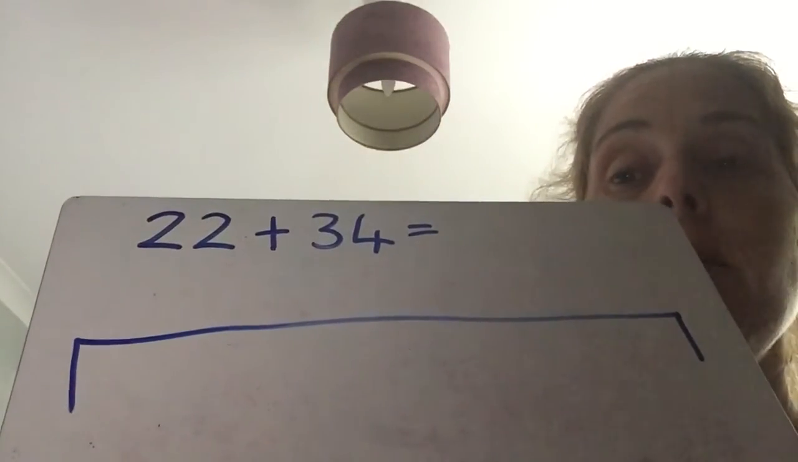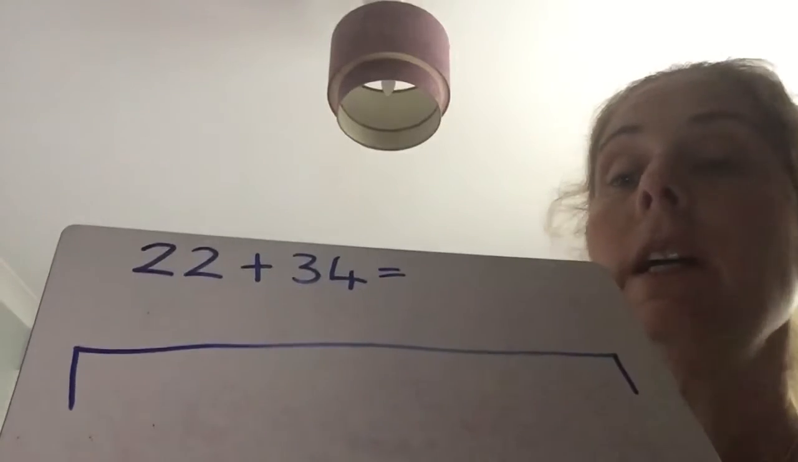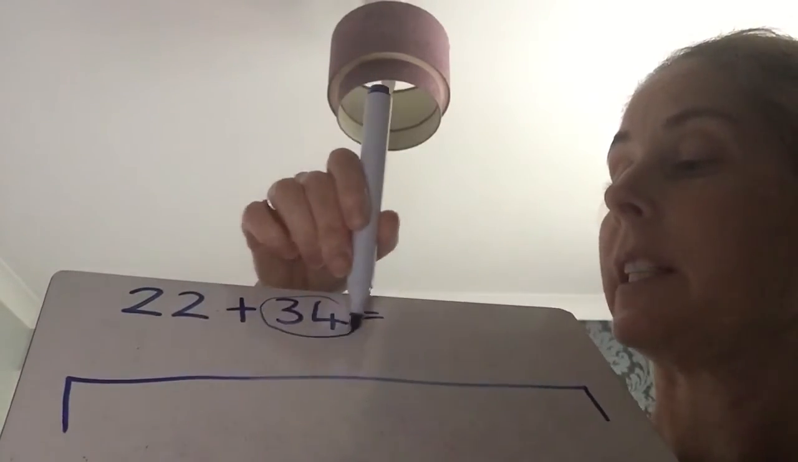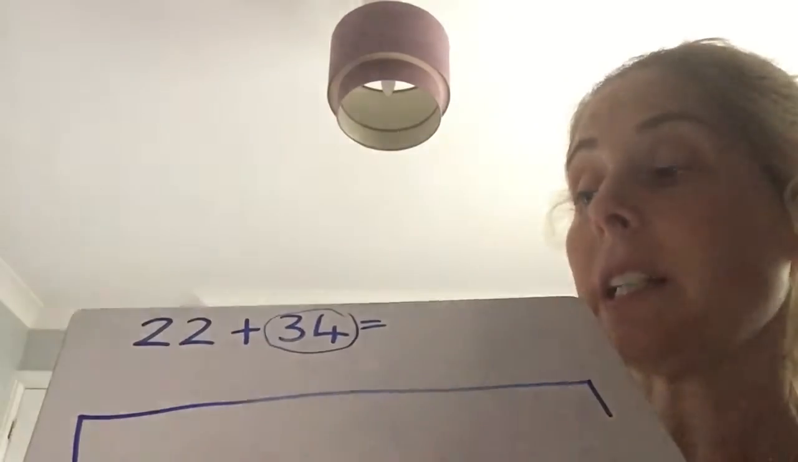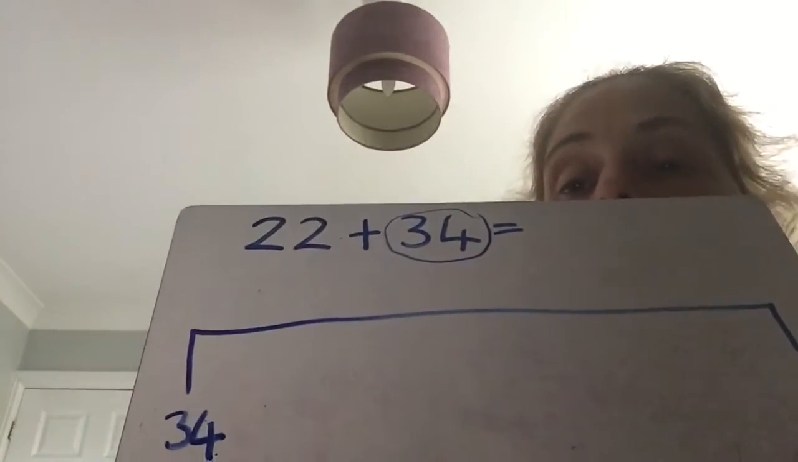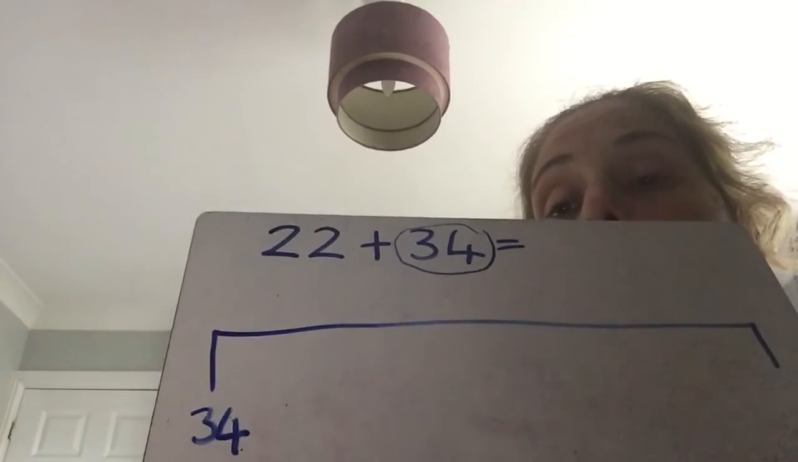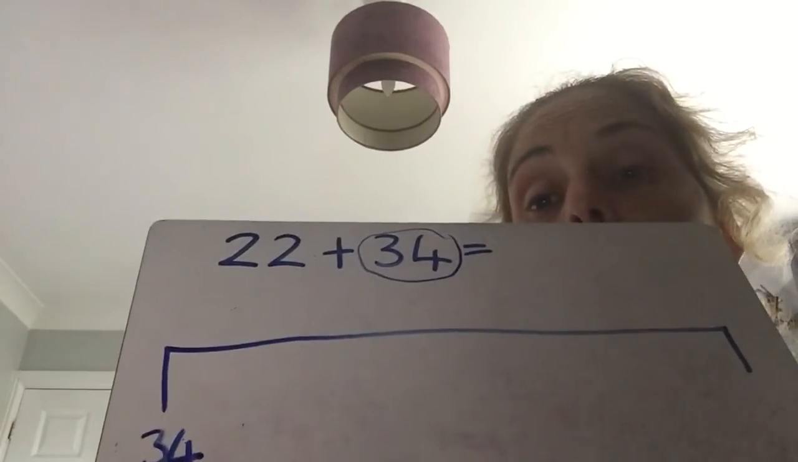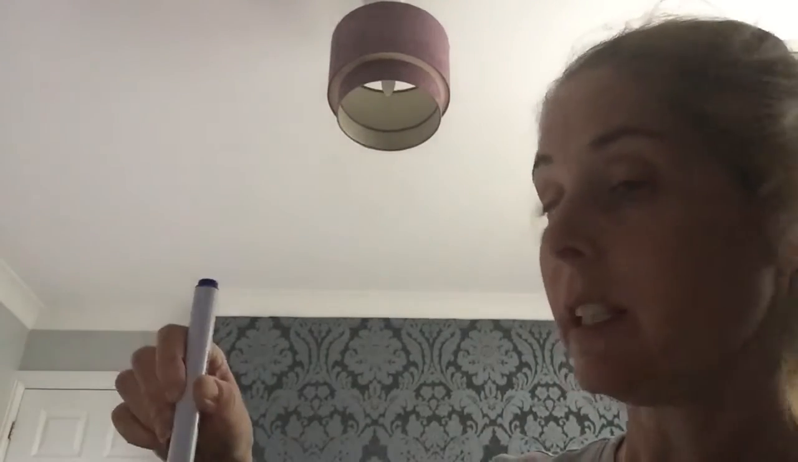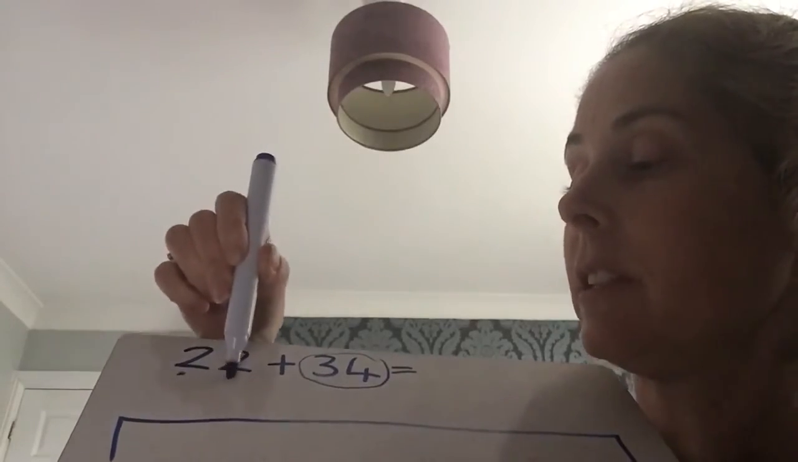All right, so the first thing we do, remember, is draw our blank number line. Okay, so there's our blank number line. The second thing we do, remember, is find the biggest number. So here's our biggest number here, and we put that at the beginning of our number line. So here's our 34 now at the beginning of our number line. Okay, and then remember, we look at our second number now, don't we? How many are we adding on? So we've got 2 10s and 2 1s.